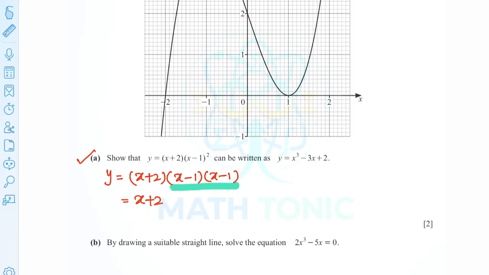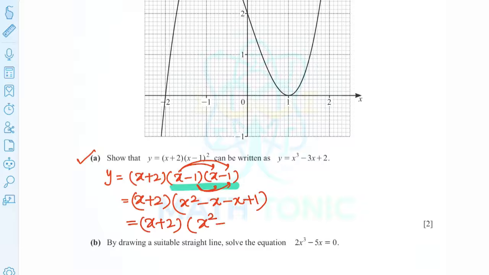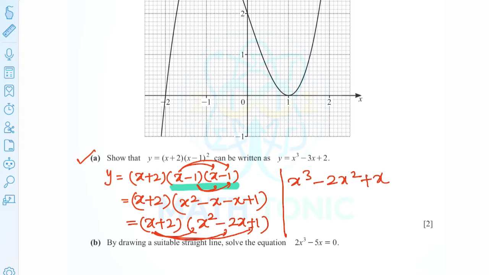x plus 2 times, see, x times x becomes x squared, x times minus 1 becomes minus x, and minus 1 times x becomes minus x, and this one becomes plus 1, right? So x plus 2 times, if I simplify, x squared minus 2x plus 1. So again we have to expand this bracket. Now see, x times x squared becomes x cube, x times minus 2x becomes minus 2x squared, and x times 1 should be x. Are you getting it?